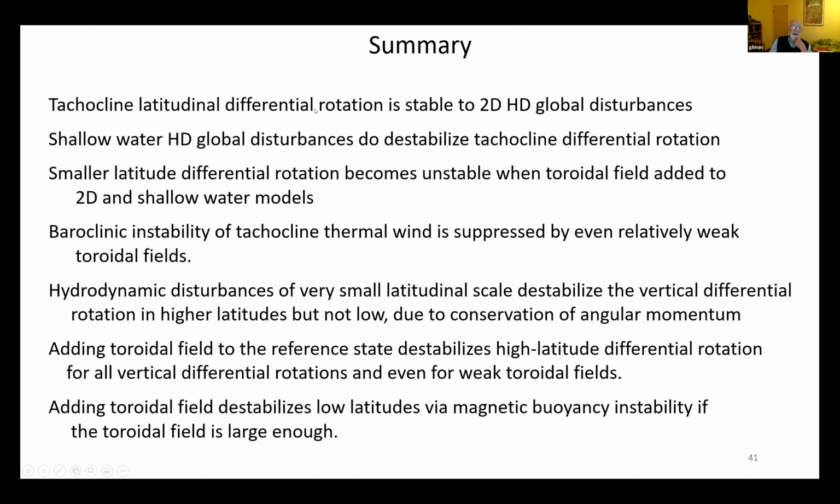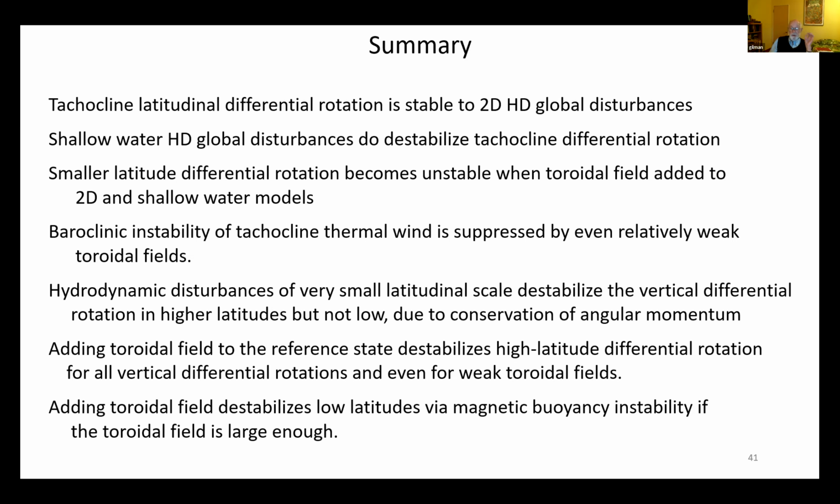So to summarize, the tachocline latitudinal differential rotation is stable to 2D HD disturbances. The shallow water global disturbances do destabilize tachocline differential rotation. The smaller latitudinal differential rotation becomes unstable when the toroidal field is added to 2D and shallow water models. Baroclinic instability of the thermal is suppressed by even relatively weak toroidal fields.